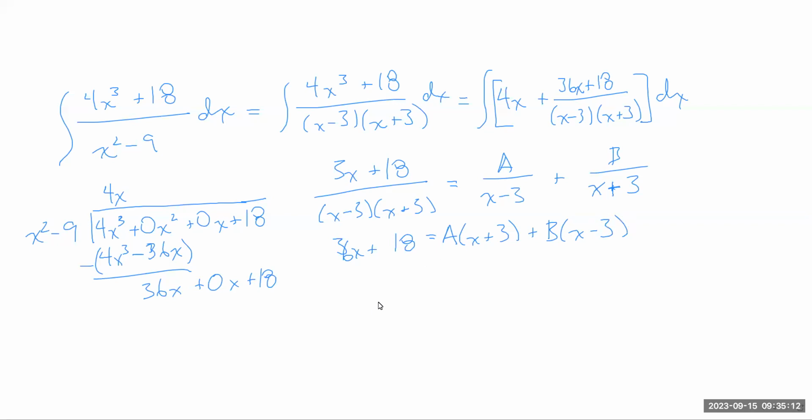Excellent. What do you want to do from here? Choose a value for x. What's a good candidate? Why did you choose 3? It cancels the B term. So if x equals 3, then I get 36 times 3, which is 108 plus 18, 126. I don't promise these are going to be nice. Oh, is it? It's 21. A is 21. That's useful. What else?